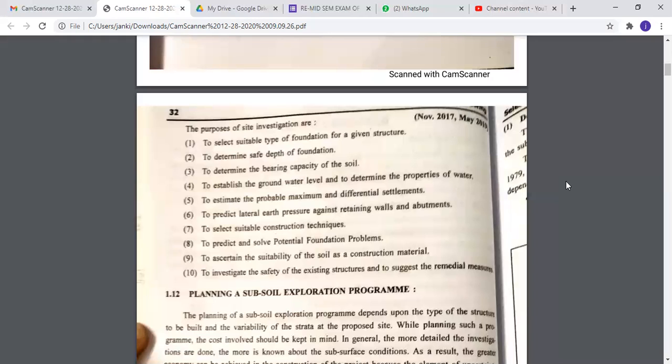First, selection of the type of foundation. Determine the depth of foundation, determine the bearing capacity of soil, establish the groundwater level, determine the properties of water, establish the probable maximum and differential settlement, predict lateral earth pressure, select a suitable construction technique, predict and solve potential foundation problems, ascertain the suitability of soil, and investigate the safety of existing structures and suggest remedial measures.